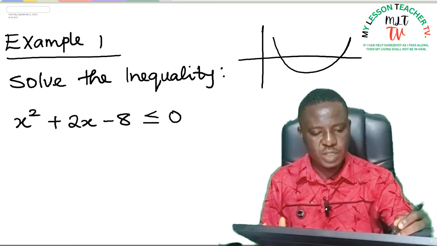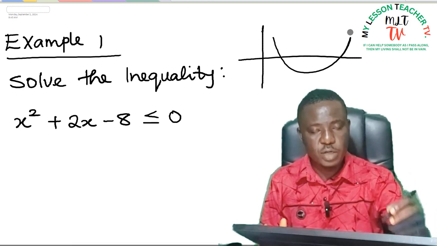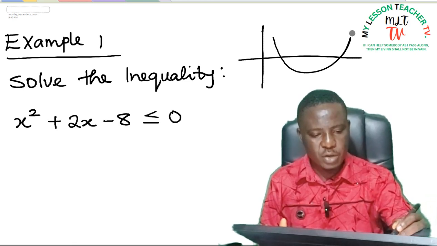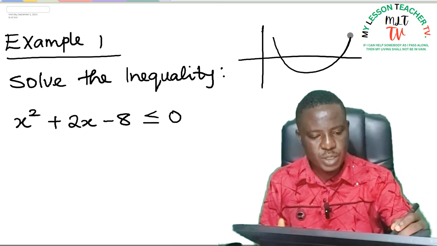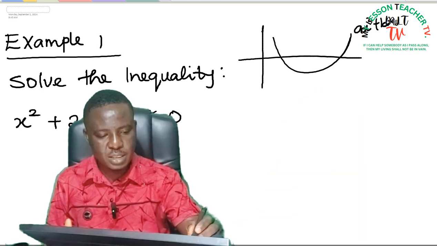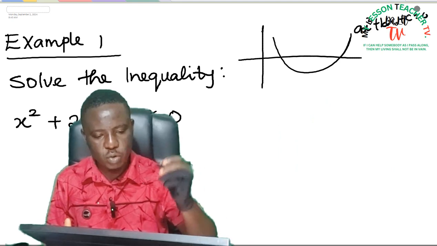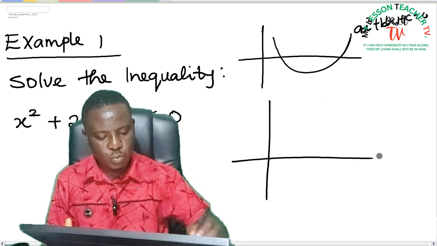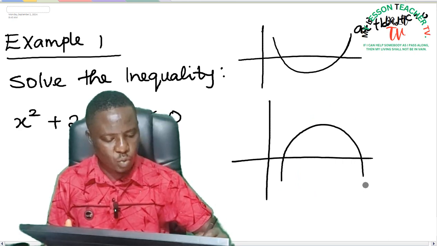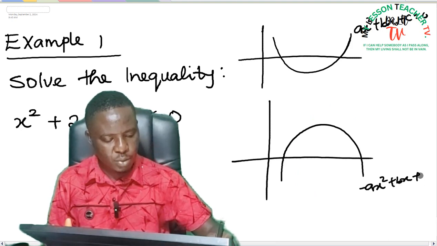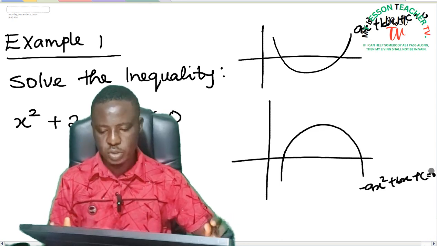A quadratic inequality of this form, as we discussed in SS2, for it to be a U-shaped graph, you will have it that the coefficient of x squared is positive. So for it to be a U-shaped graph, you have ax squared plus bx plus c equal to 0. For the quadratic graph to be an n-shaped graph, you have the equation to be minus ax squared plus bx plus c equal to 0.